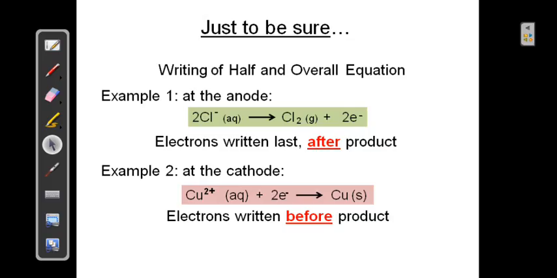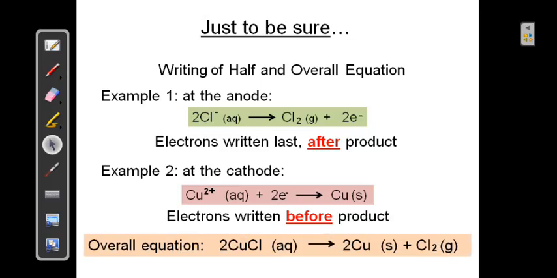And look at this equation. For the overall equation, all you have to do is combine both the 2Cl and the 2Cu half equations. When you combine them, you get the overall equation. But when you write it, you will not write 2ClCu first. There is no such thing as chloride copper. What we have is copper chloride, so we use 2 copper chloride in aqueous, which will yield 2 copper atoms, solid, plus a chlorine gas molecule, Cl2.